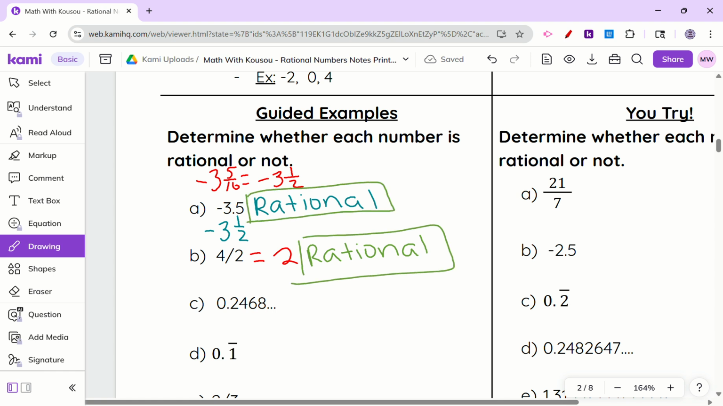And the first one was also rational. All right, next we have 0.2468... Now, just because there's a pattern, 2468, right, doesn't mean we know the digits after that 8. The only time we would know the rest of the digits is if there is a repeating bar there, which there is not. So since there is no repeating bar, we can't turn this into a fraction, and so this would be irrational.